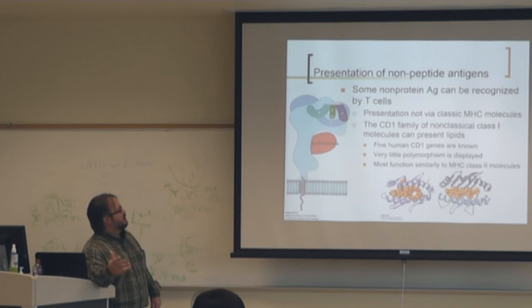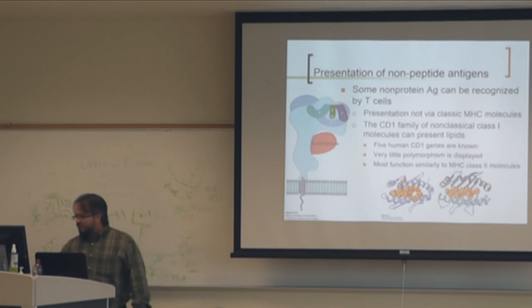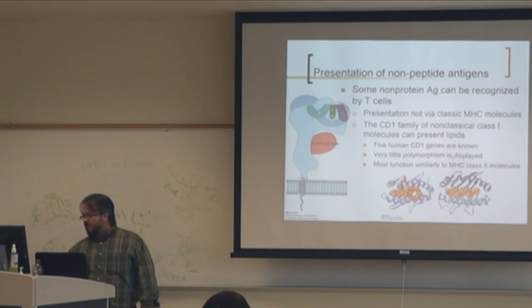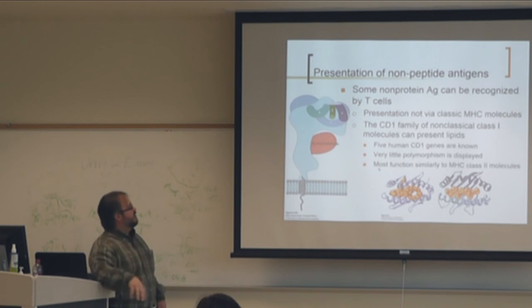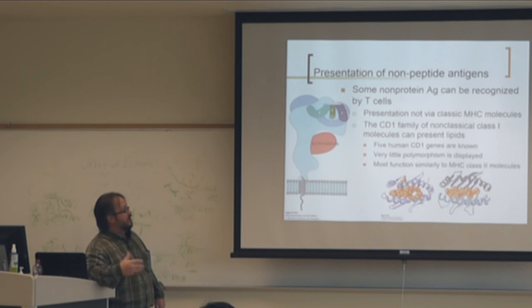There are 5 human CD1 genes known, and less polymorphism is displayed. Again, these more resemble your gamma deltas in that they present not a huge array of lipids, but specific lipids. And so there's less variability.